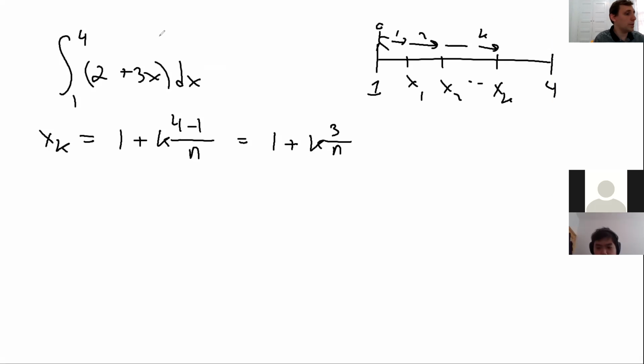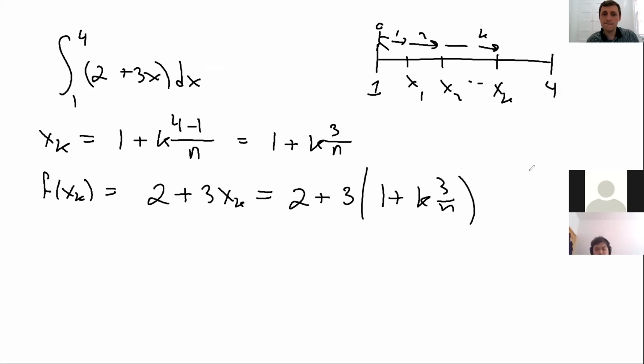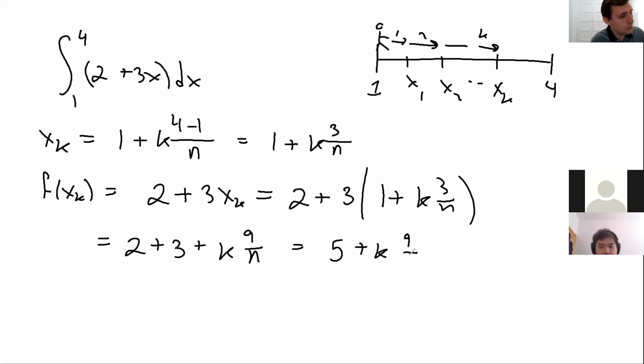Yes. So what happens now is then we have f of xk. And what does it do to the input? It takes 2 plus 3xk, which altogether is 2 plus 3 times 1 plus k 3 over n, which I can simplify if I want to as 2 plus 3 plus k times 9 over n. I just distributed 3, right? So it's 2 plus 3 plus k 9 over n, the same as 5 plus k 9 over n. So far, good?